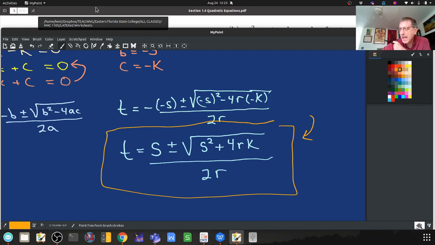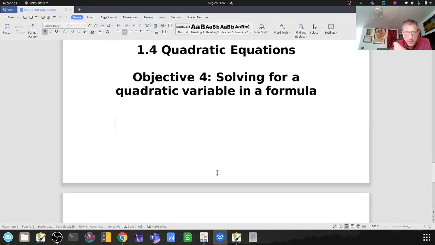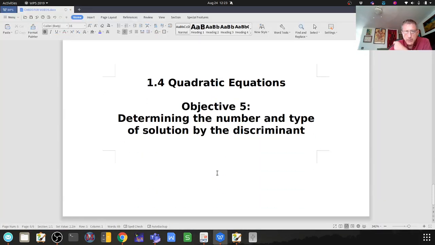We're ready for the last thing. So the last objective is the following: determining the number and type of solutions by the discriminant. So what is the discriminant? Well, let's take a look.